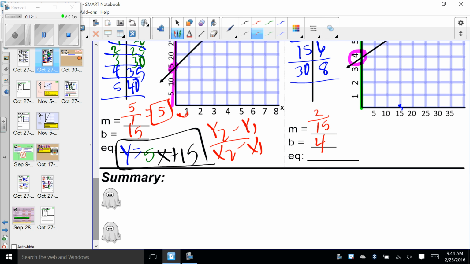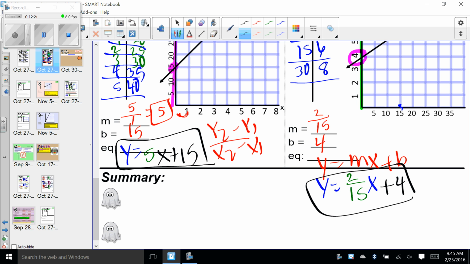My equation then is y equals mx plus b. So we have y, my slope is 2/15, we have x, my y-intercept is 4. So my equation is y equals 2/15 x plus 4. Now, if you want to put that as a decimal, you can. It's kind of an ugly decimal, but you definitely can use that if you prefer.